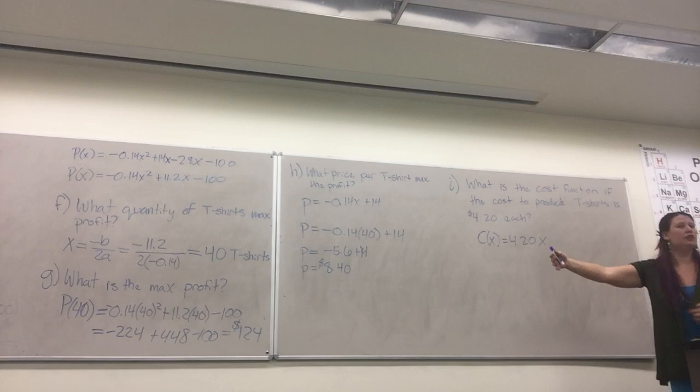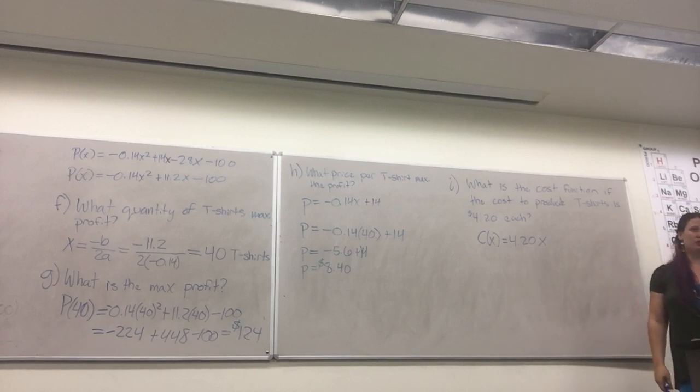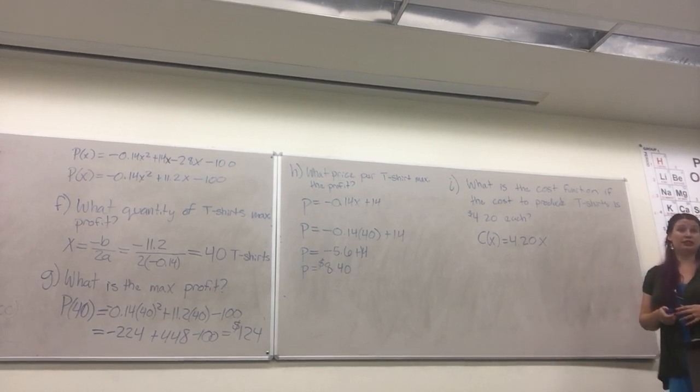So that's another feature that they could ask, which is literally just the opposite of what we were doing before with profit and revenue, where we were finding maximums, and what price gives us the maximum, and so on and so forth. We could find the minimum cost. All of these values will be different.